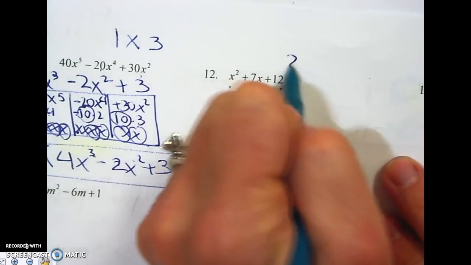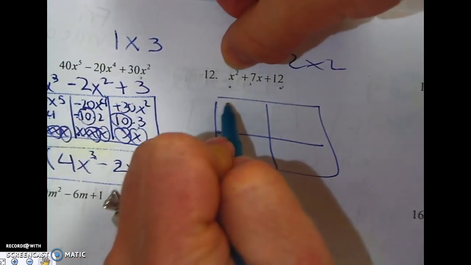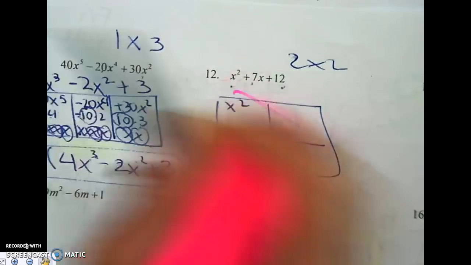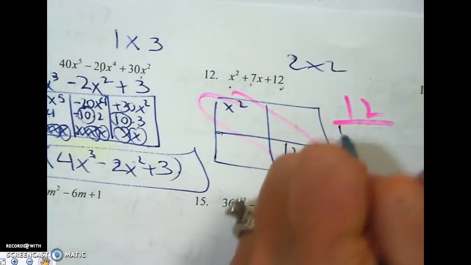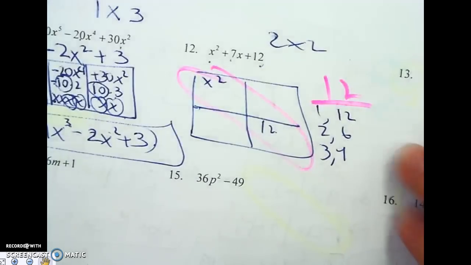Let's go to the next one. They don't have anything in common, so I know it's going to be a 2 by. First guy, last guy, circle. All the ways to get 12: 1, 12, 2, 6, 3, 4. My goal is to get the center.